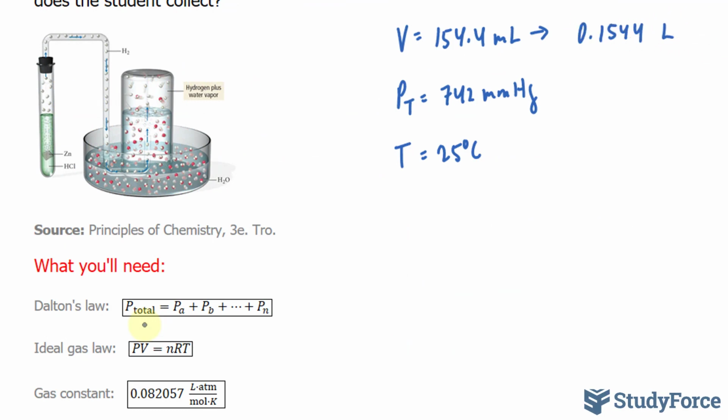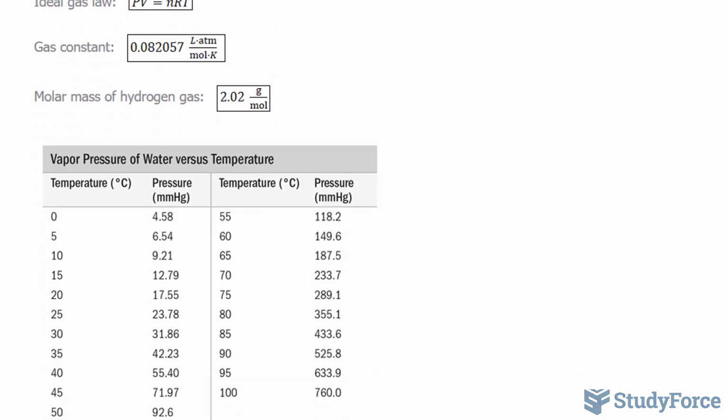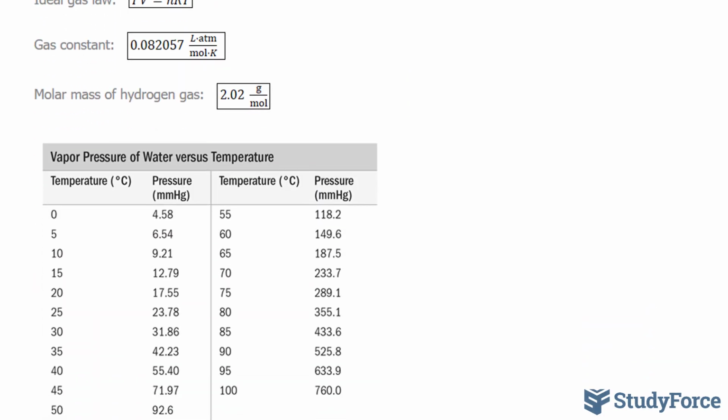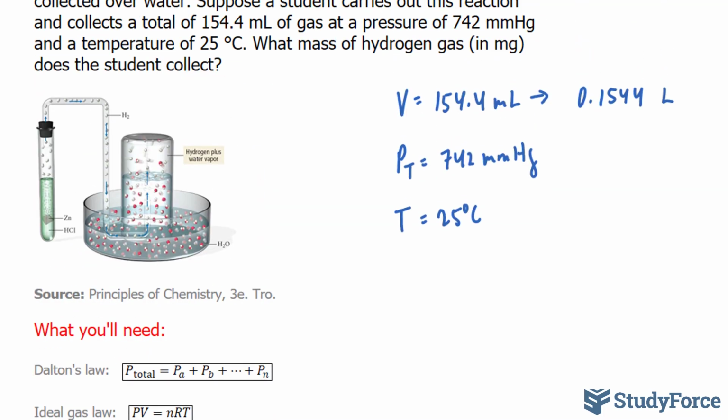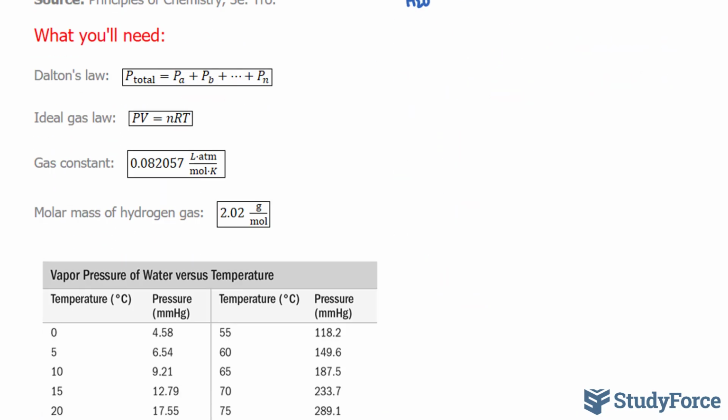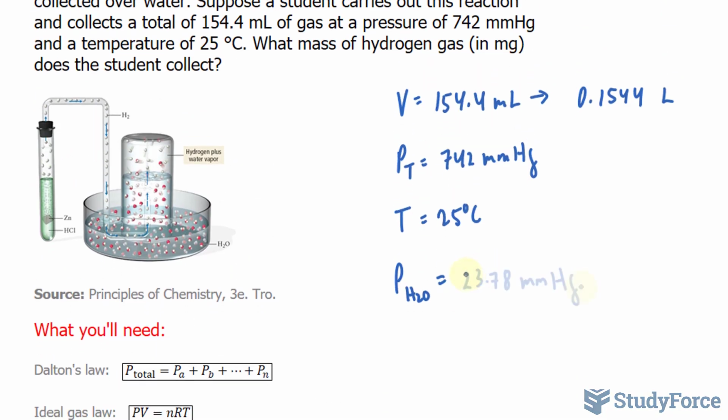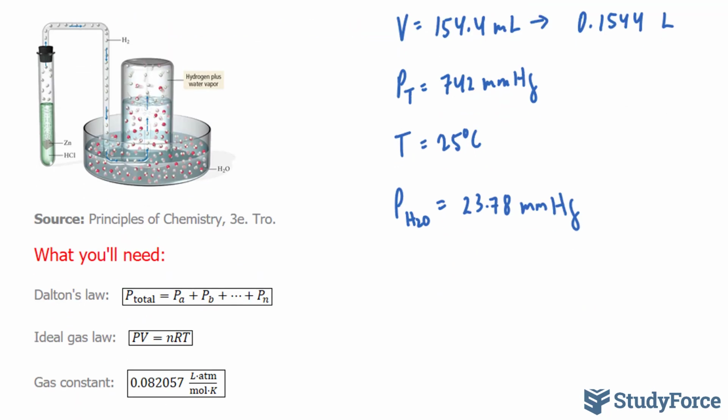So what I can do is use this formula along with information provided in this chart. This chart gives you information about the pressure of water, and at 25 degrees, the pressure of water is 23.78. So let me write that down. The pressure of water at 25 degrees is equal to 23.78. So according to Dalton's law, we have 742 is equal to, that's the total pressure, the partial pressure of water, 23.78, plus the partial pressure of hydrogen gas.